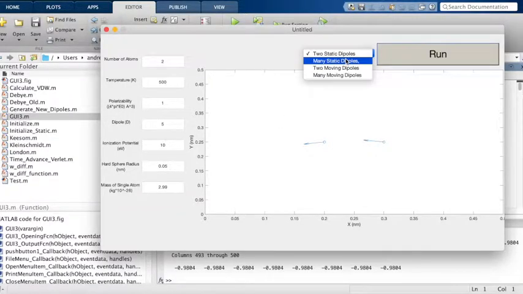So after that, we're going to look at many static dipoles. We're not going to have to do that much coding for it. So I'm not going to go through that too in depth here.